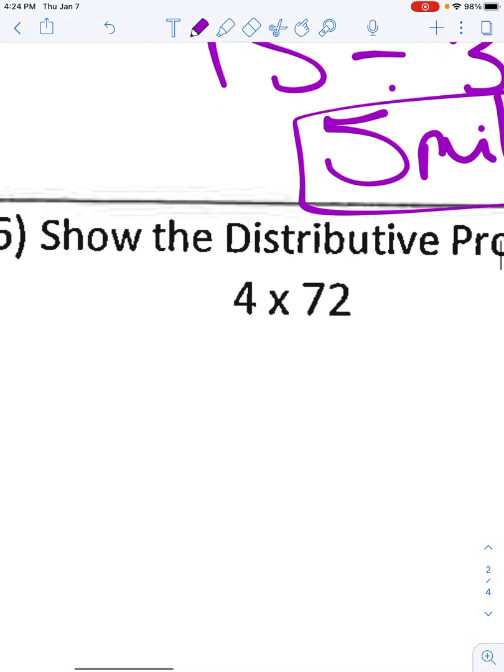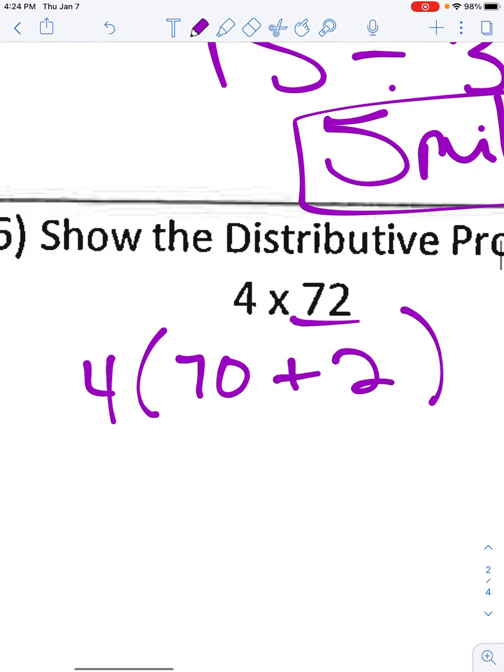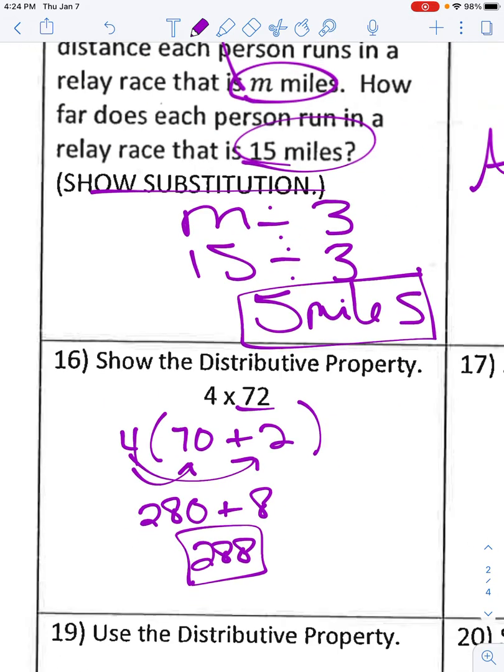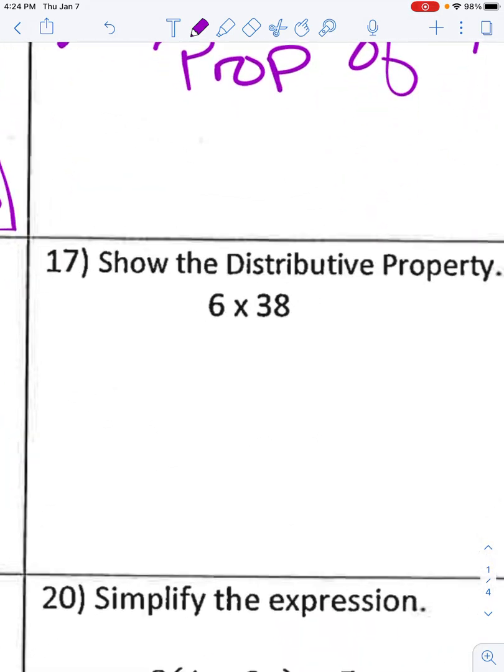Show the distributive property. Okay, we're going to take out a 4, and then we're going to break down 72 into a base 10 number. So 70 and 2. And then we'll show 4 times 7 is 28, so 4 times 70 is 280. 4 times 2 is 8. Add them together to get 288.